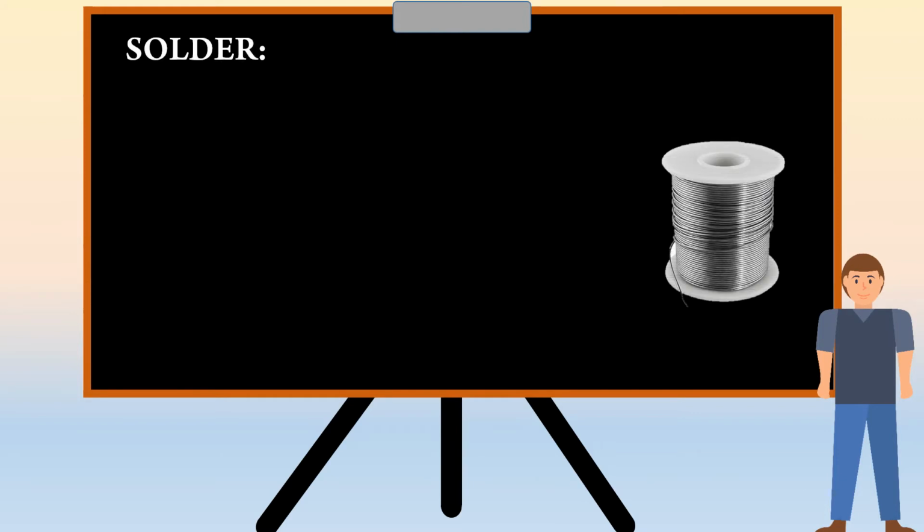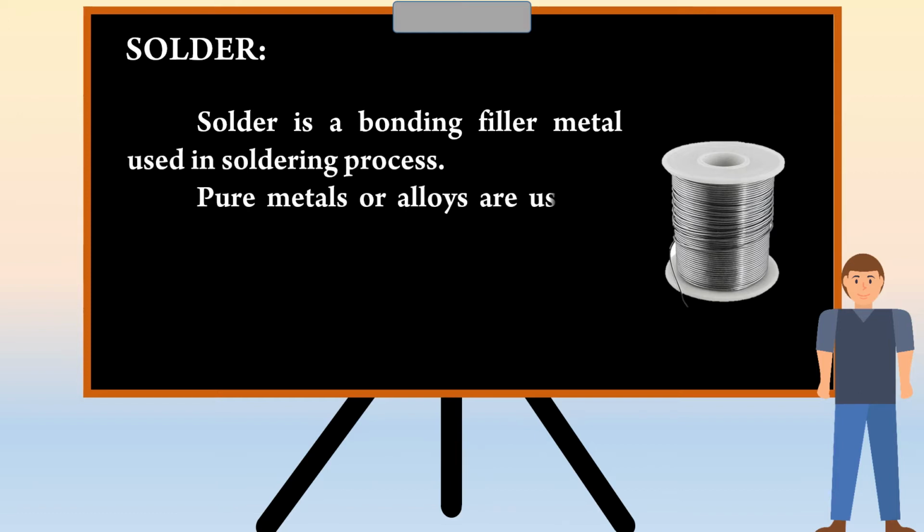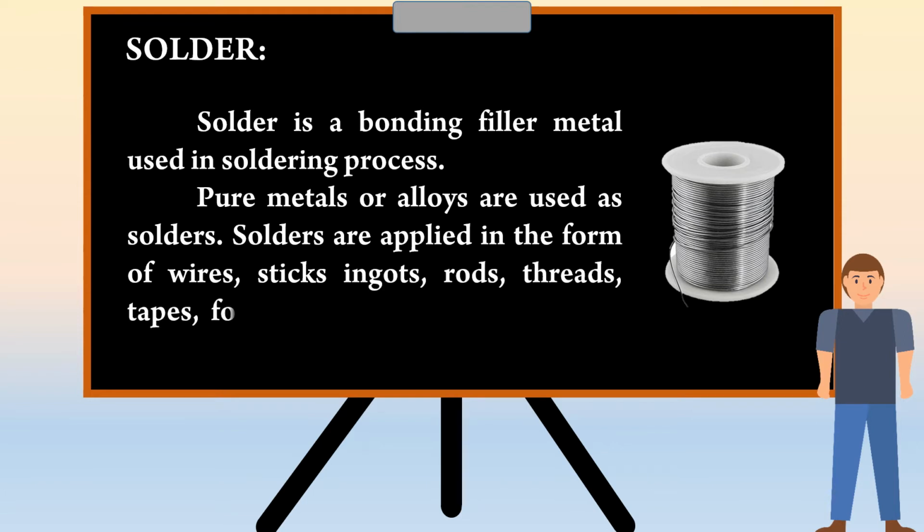Now, see the definition of solder. Solder is a bonding filler metal used in the soldering process. Pure metals or alloys are used as solders. Solders are applied in the form of wires, sticks, ingots, rods, threads, tapes, formed sections, powder, pastes, etc.